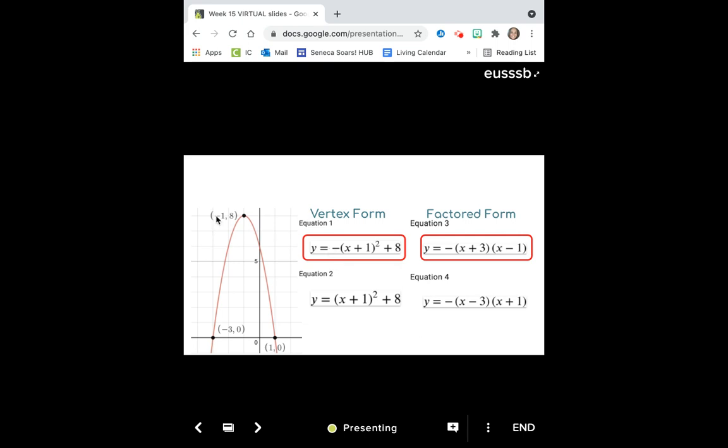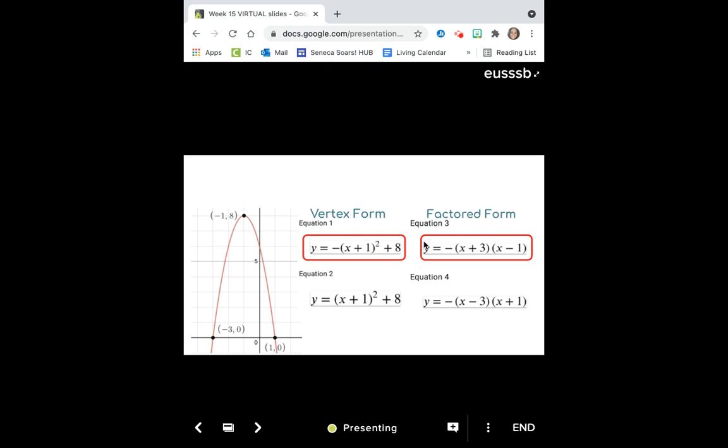So remember, the vertex is up here. It's a maximum up here at negative 1, 8. So we're going to flip the sign to make that x plus 1. And then the 8 stays the same sign. And then we put that negative at the very beginning to show the negative orientation.